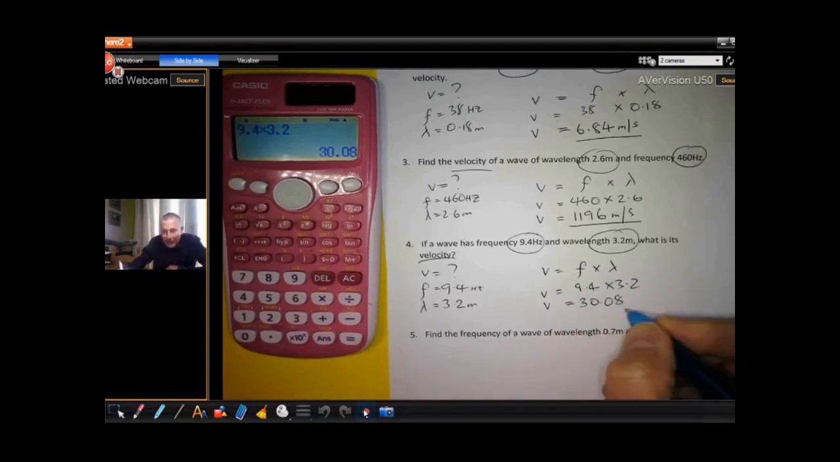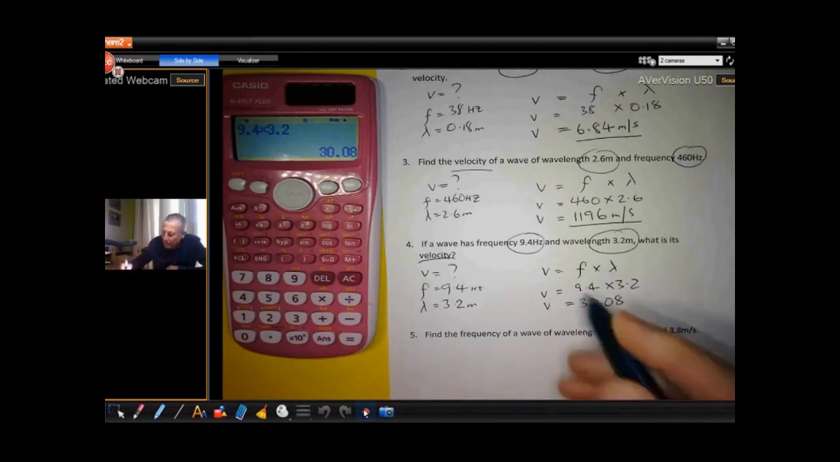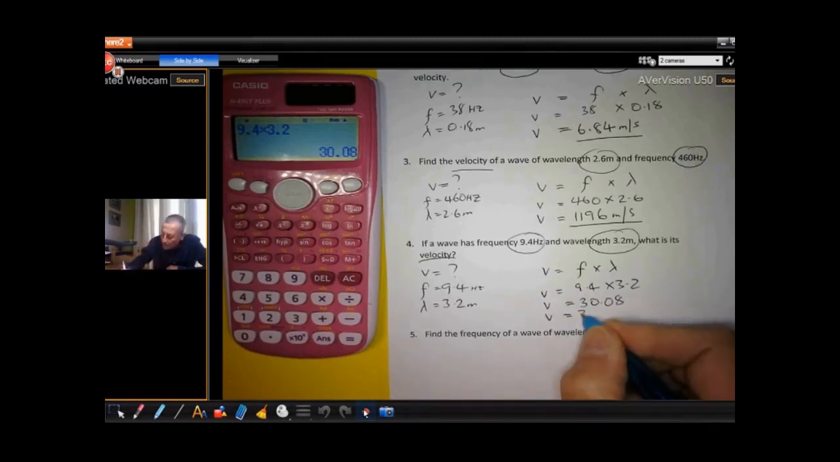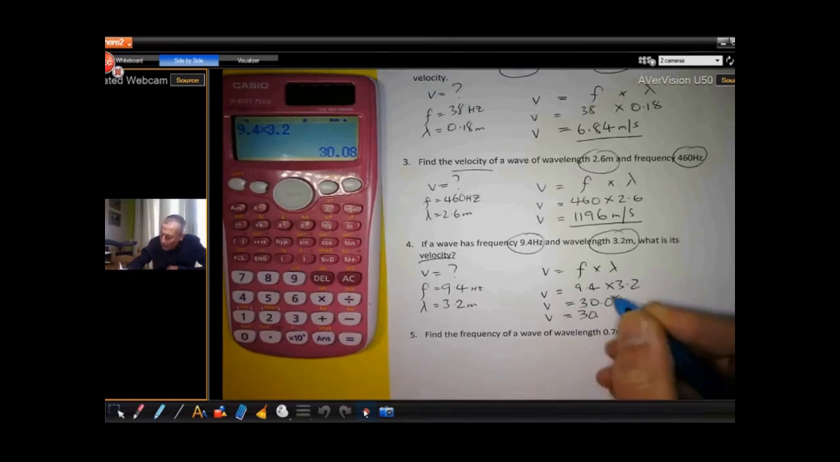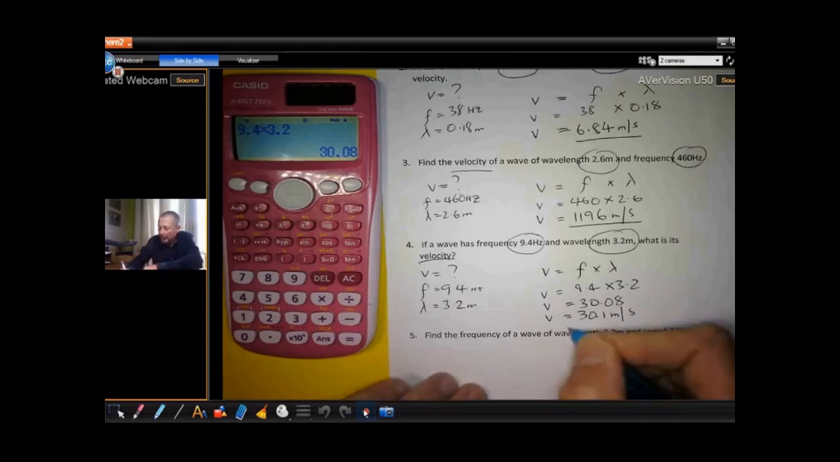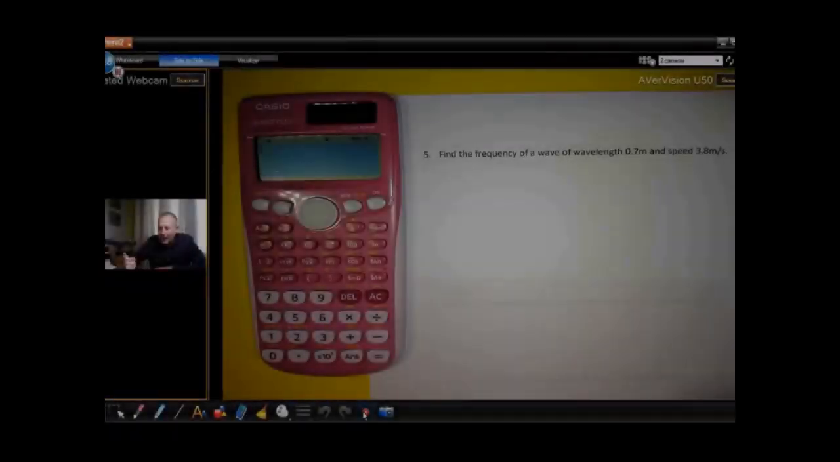30.08. I don't like that because it's 4 significant figures, so I'm going to put it down to 3. So velocity equals 30.1. Units meters per second. Underline the answer. Okay, last one then.